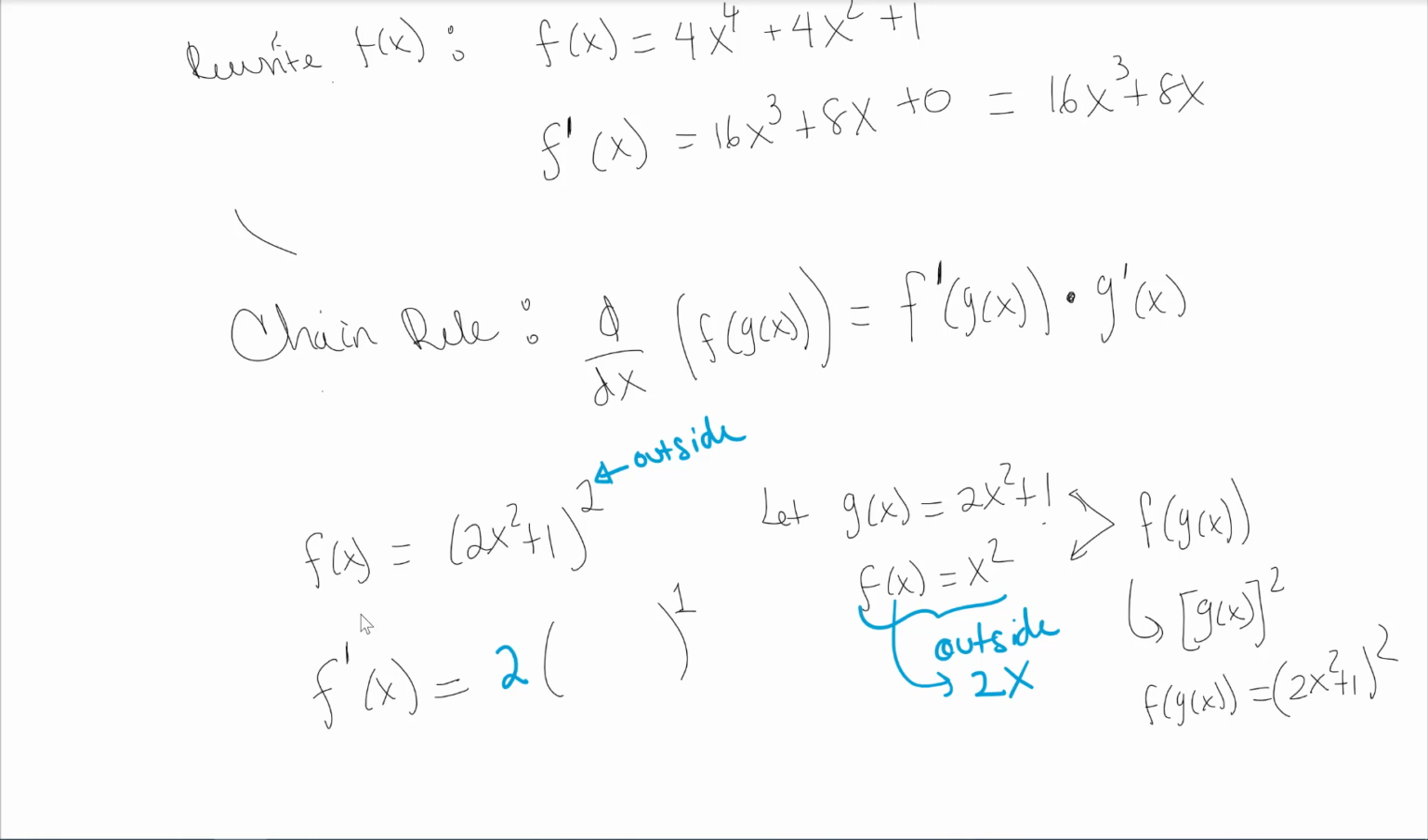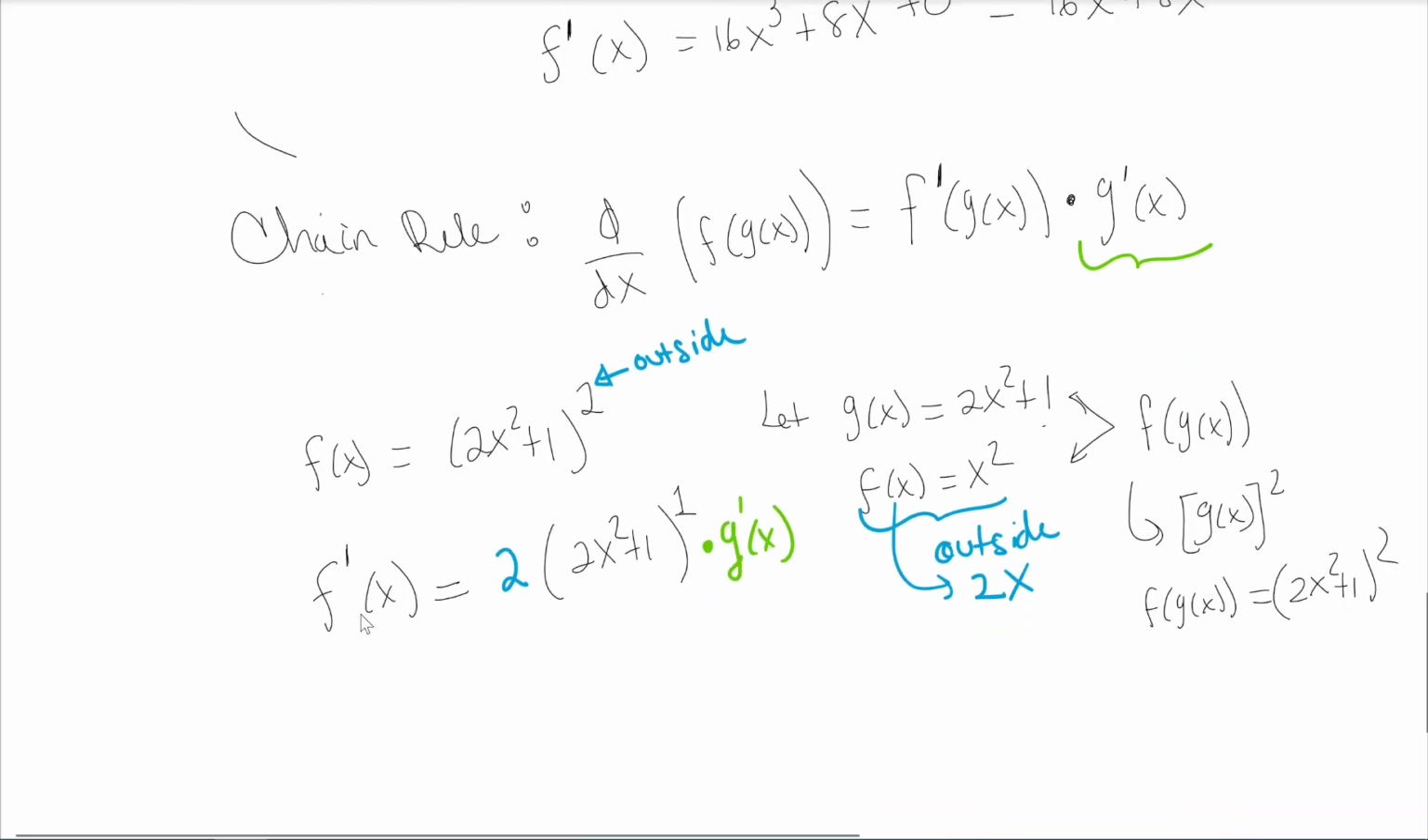Notice that it says the derivative of the outside function, the inside is left alone. So I'm going to leave g as it is, so I'm going to leave it as 2x squared plus 1. But then it says times the derivative of g prime. So I'm going to say times g prime of x. Well, the g is 2x squared plus 1.